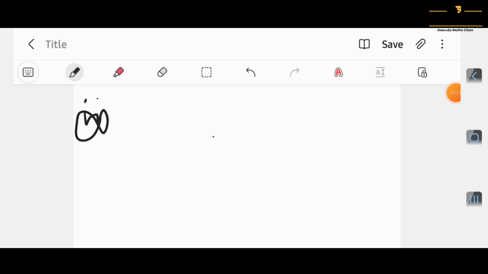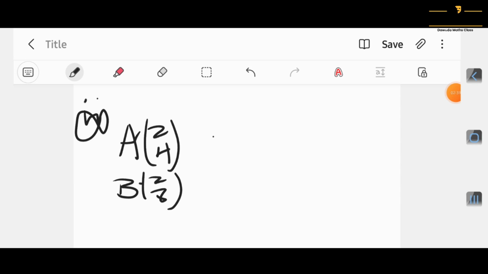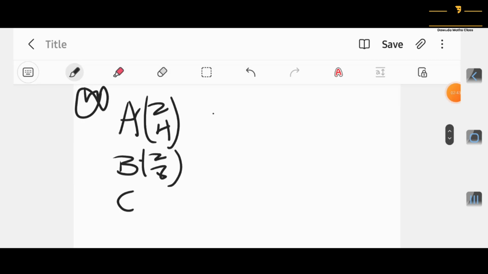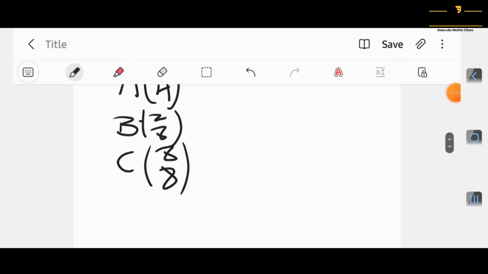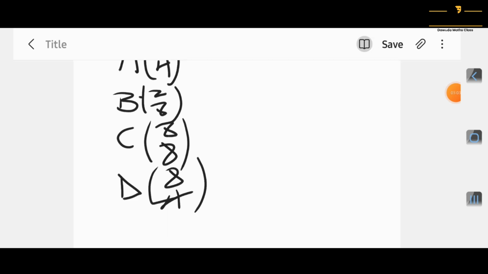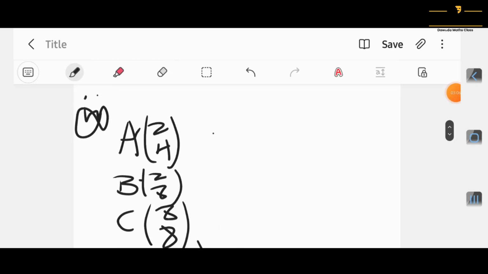We have A. So first of all, I have to state the points again, and the point A was 2, 4. Point B is 2, 8. Point C is 8, 8, and D is 8, 4. These are the points A, B, C, D. So you translate each point with the vector -5, -2.